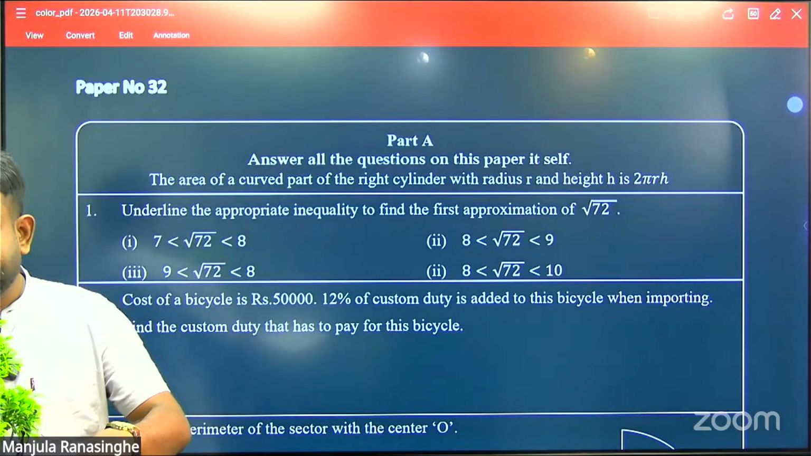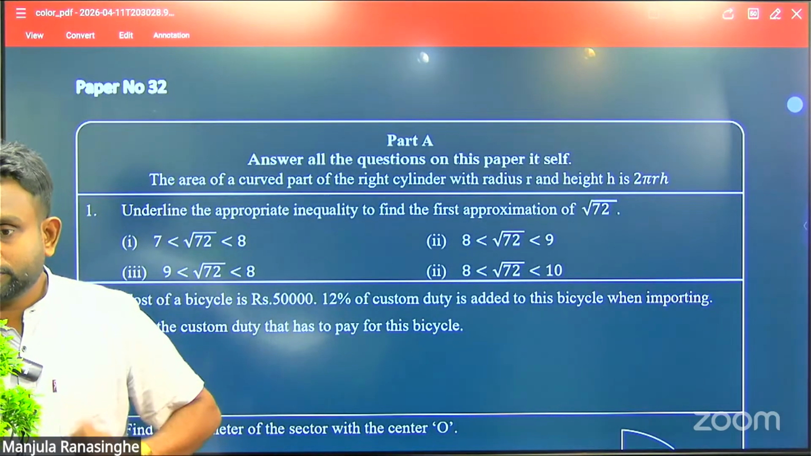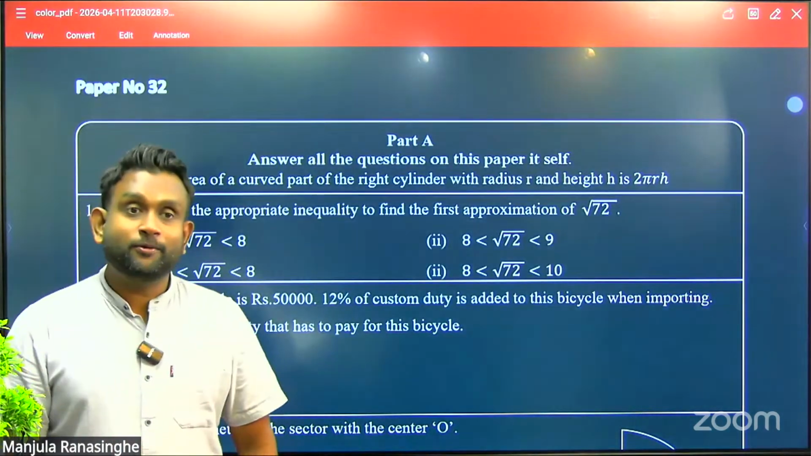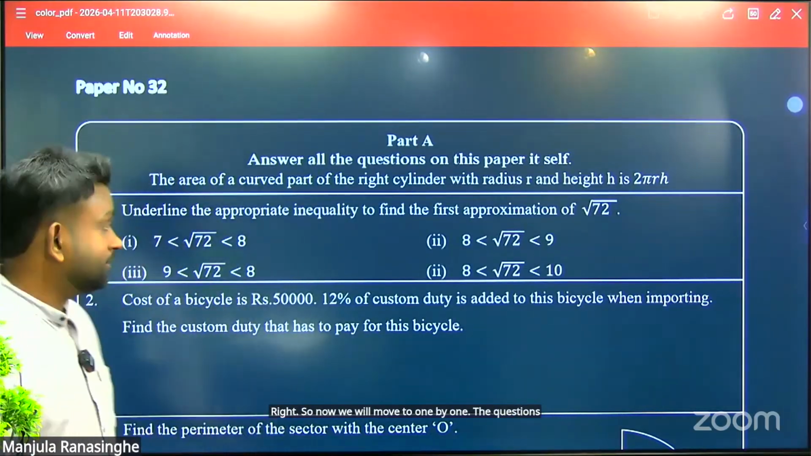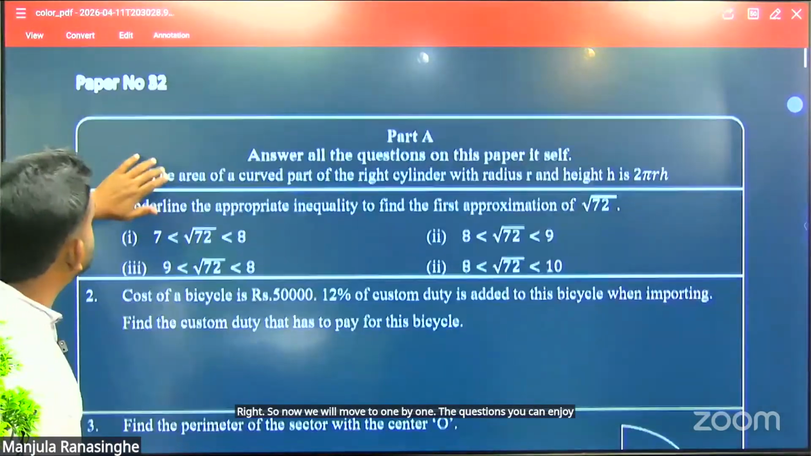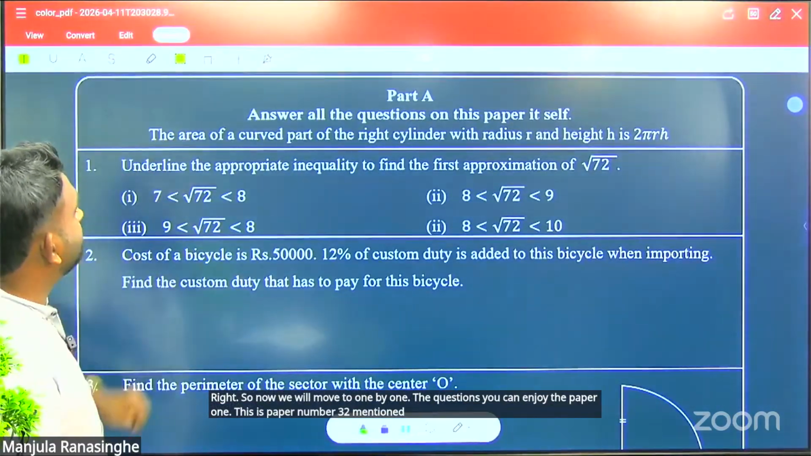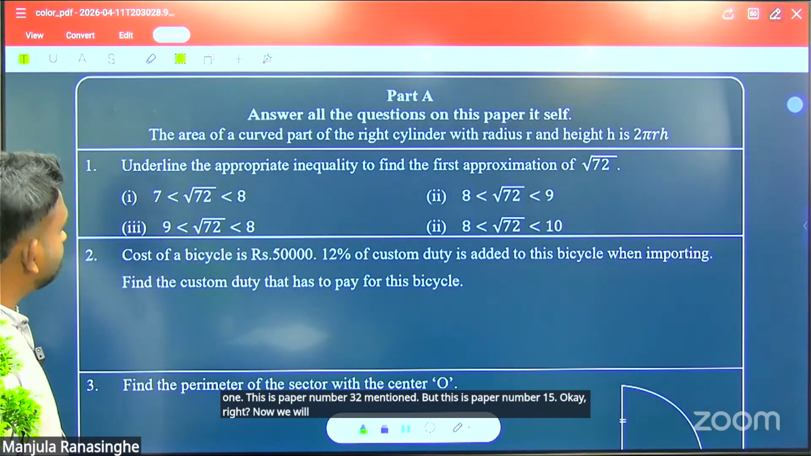Right. So now we will move one by one through the questions. You can enjoy paper one. This is paper number 32 mentioned, but this is paper number 15. Now we will move to the question.